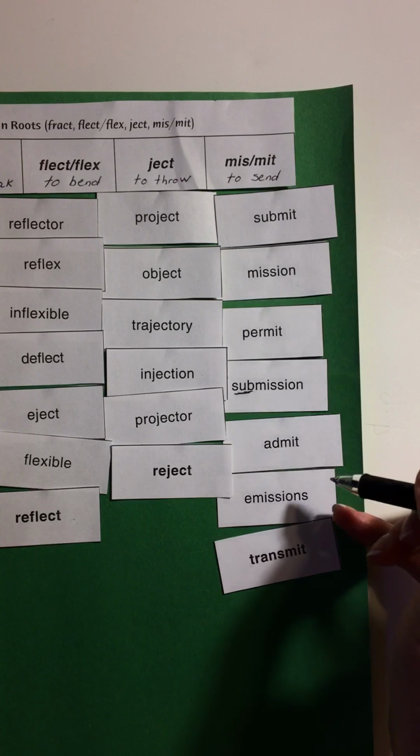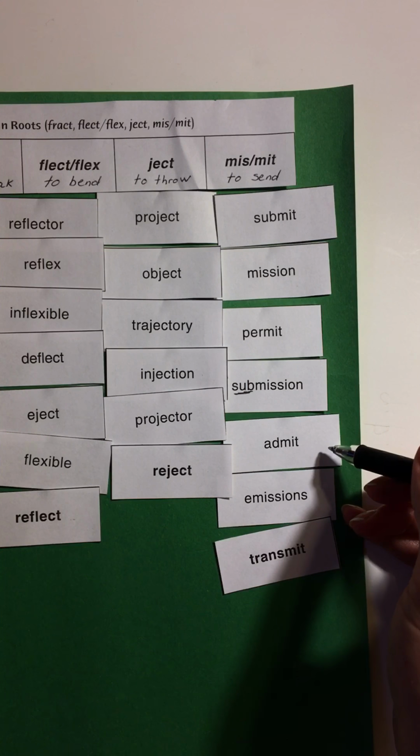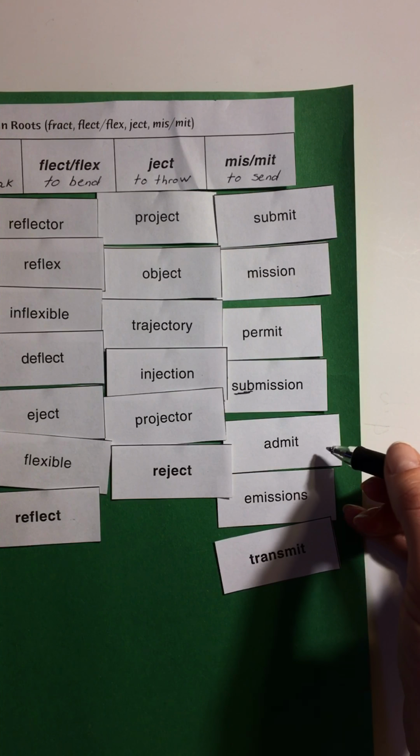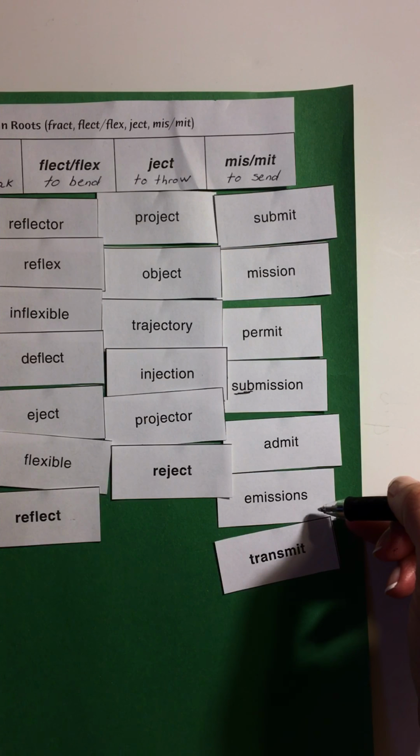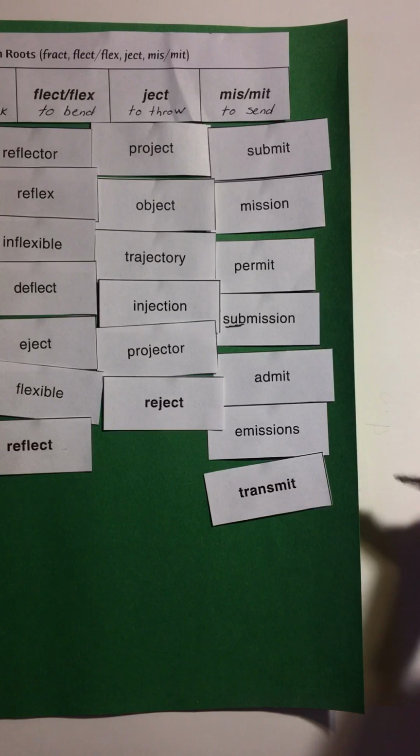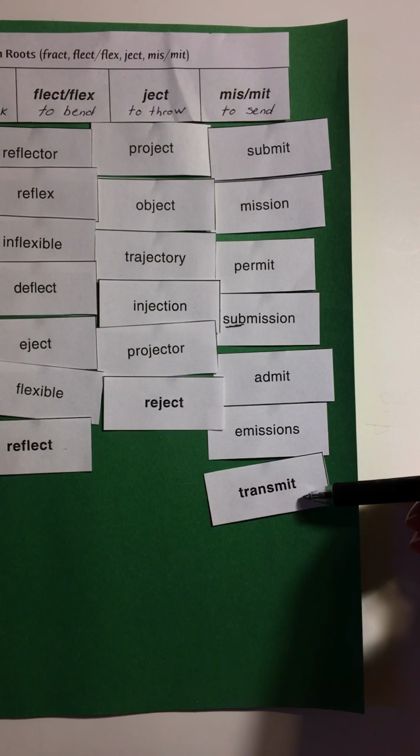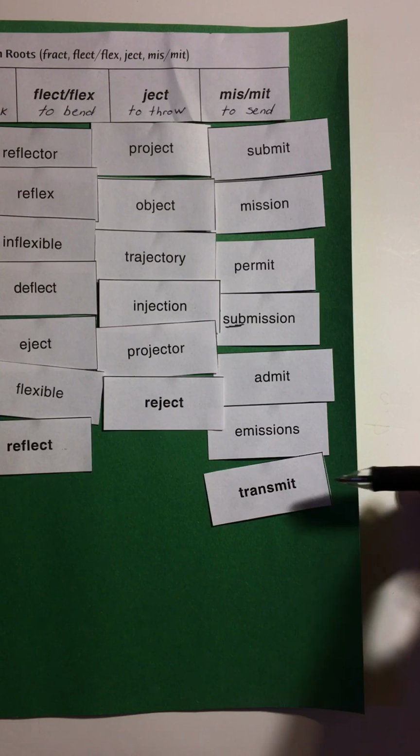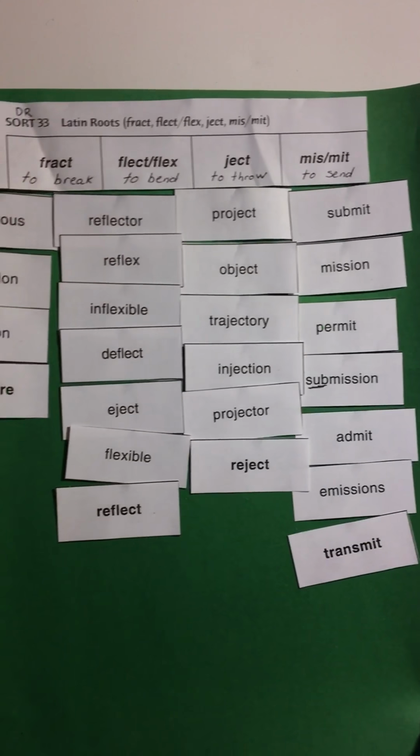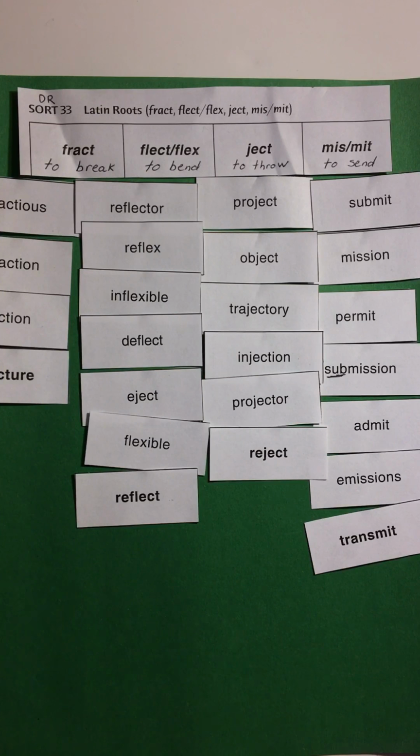Admit means you admit to doing something wrong or whatever you did. Emissions are to send. That comes out of a car, like the gas that gets sent out of a car. And to transmit, of course, means also to send. You could transmit a message. Go ahead and look up any of those words if you are more curious about what they mean.